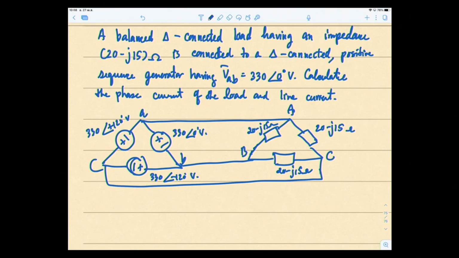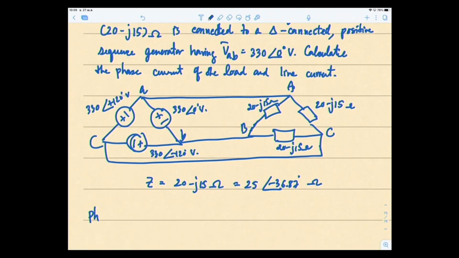So the impedance Z equals 20 minus j 15 ohms. I'm going to change to polar in case I'm using it later: 25 angle minus 36.87 ohms, from your calculator. And the question said find the phase current of the load and line current. So the phase current is IAB on the load side. IAB would be equal to VAB over the impedance.